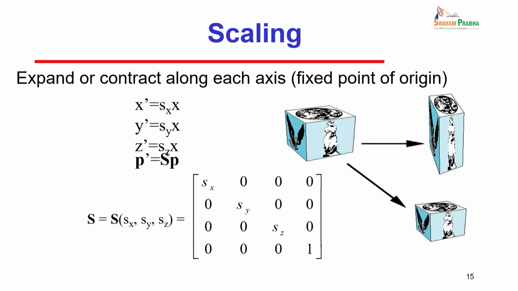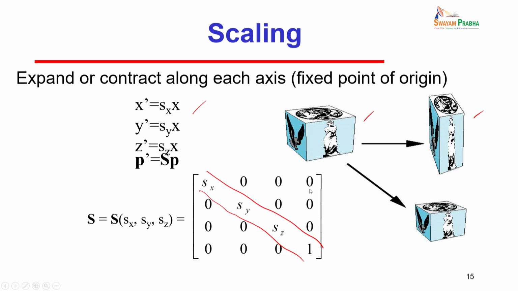Now, this is scaling: expand or contract along each axis with the fixed point at the origin, as x dash equal to Sx of x, y dash equal to Sy of y, z dash equal to Sz of z, and p dash equal to Sp. So, the mapping corresponds to the picture. The reflection will be the scaling corresponding to x, and the rest of the axes will be demonstrated. In the general scaling, only the diagonal elements will appear, and above-diagonal and below-diagonal elements will be 0.